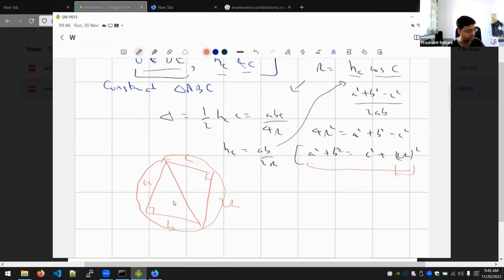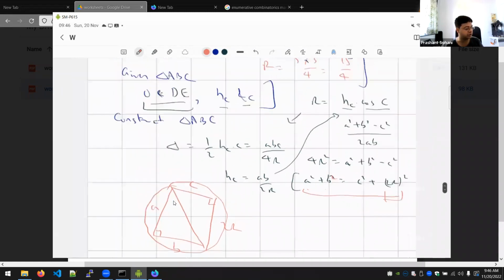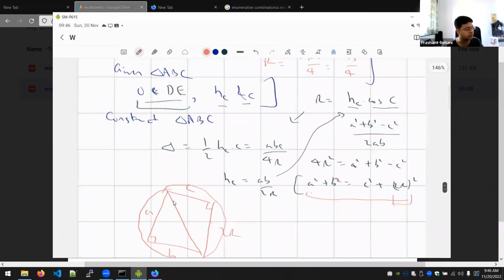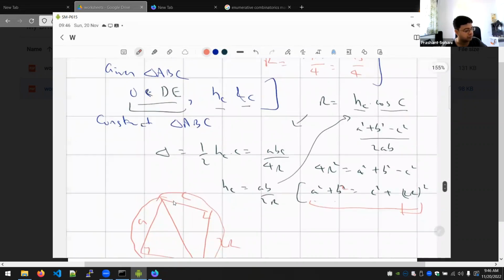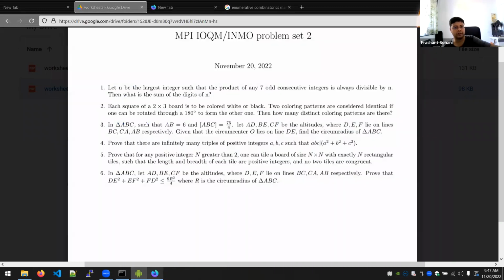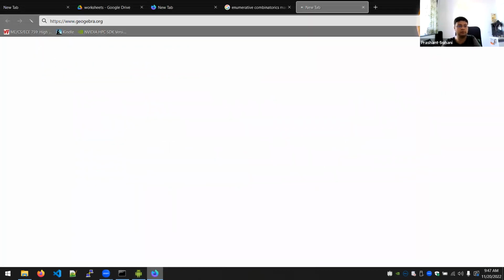And I am just indicating this because I'm wondering if somebody would like to use this property in solving this construction problem. So when you try to construct with ruler and compass, there could be some way to use this property which you can think about. Let me just try this in GeoGebra. I'm very curious to know.